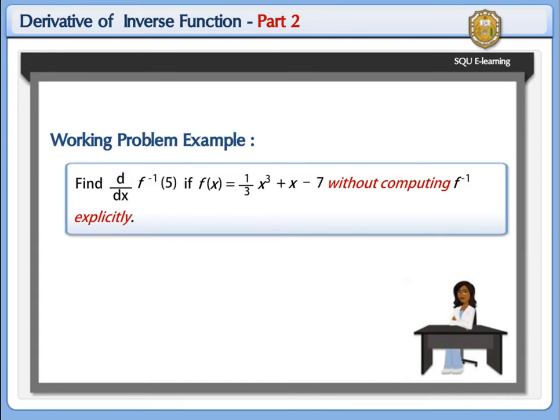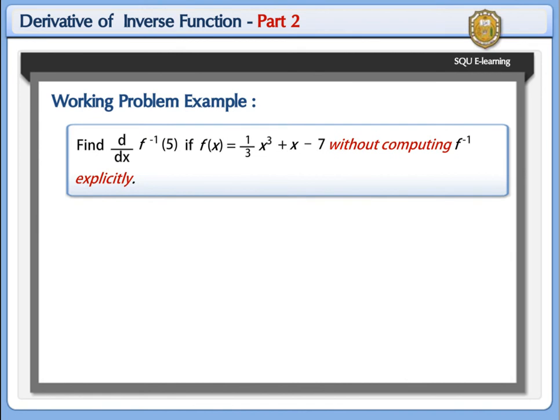To make it more clear for you, let us see the next example. In this example, the question says, find d over dx for f inverse at the point 5, if your function f is 1/3 of x cubed plus x minus 7, without computing f inverse of x explicitly. So he doesn't want the function for f inverse, he just needs you to find the derivative of the inverse function at a certain point, which is 5.